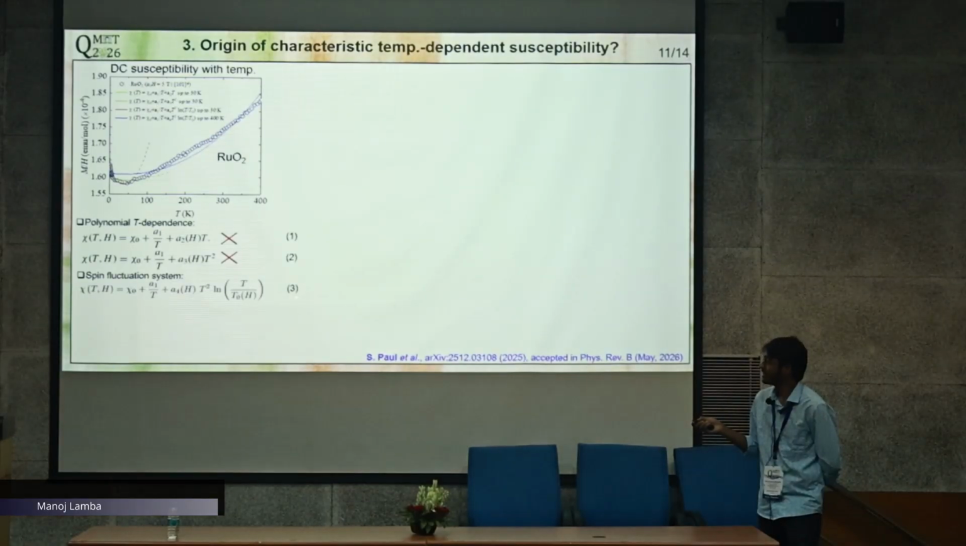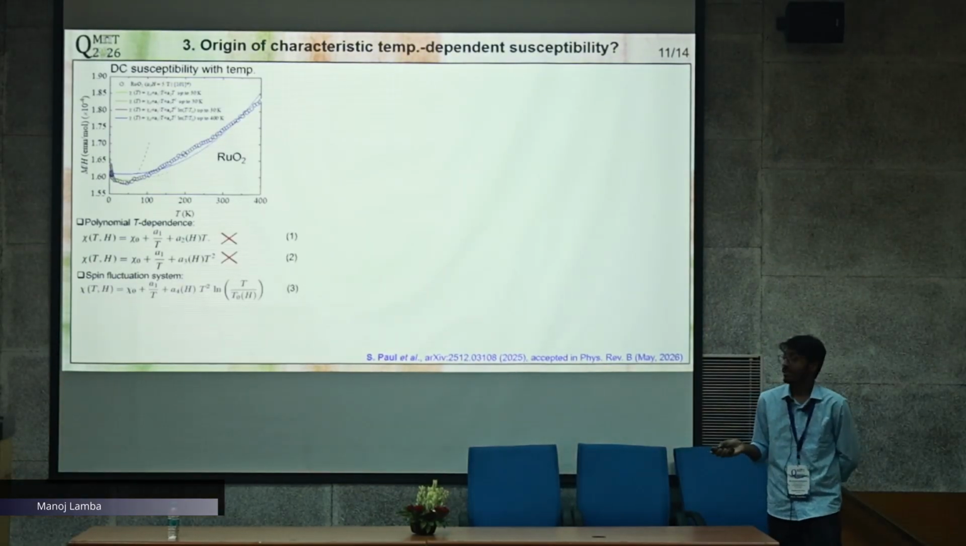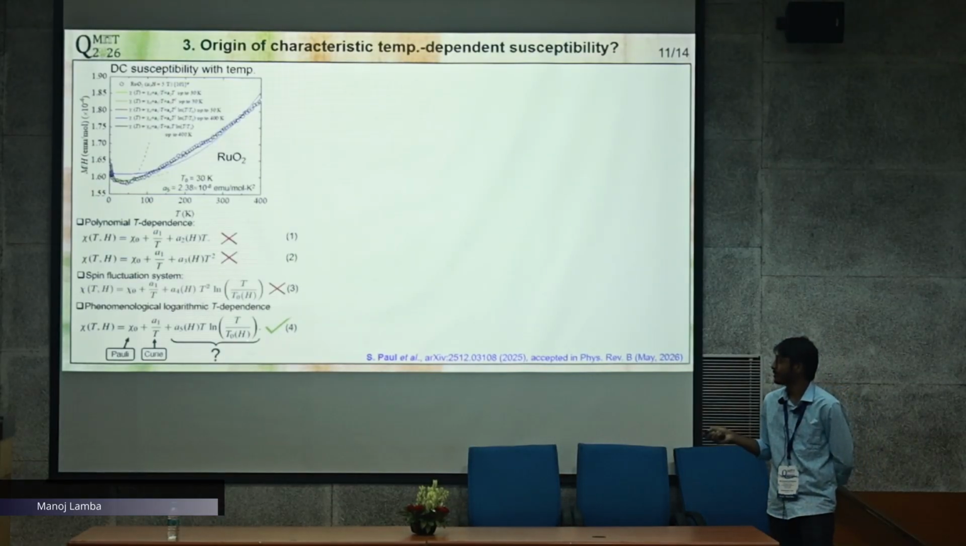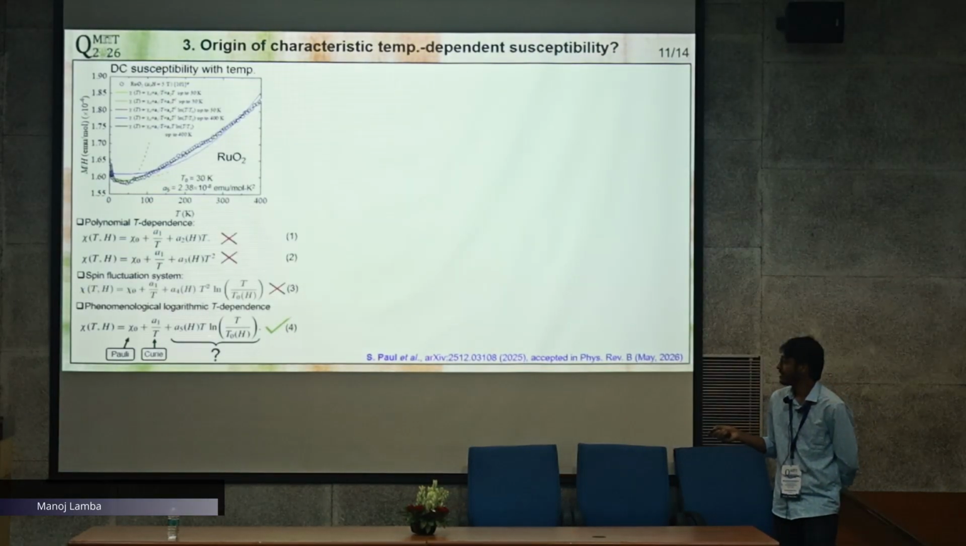This equation 3 is generally used for spin fluctuation systems. Now we use another phenomenological logarithmic T dependence, which adds another term, T log T over T0. Now the question is, what is the physical meaning of this extra term?